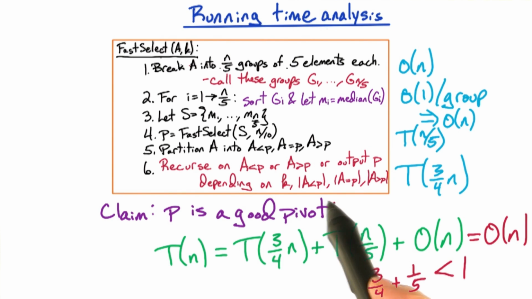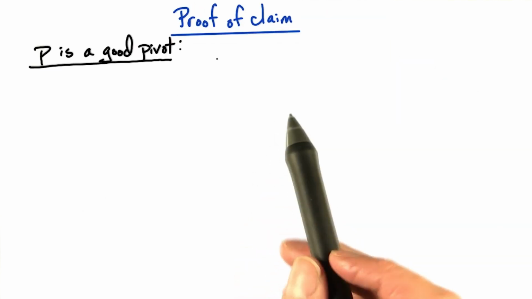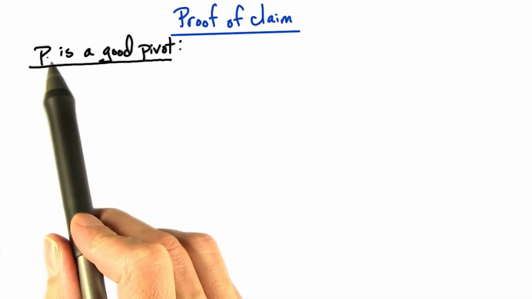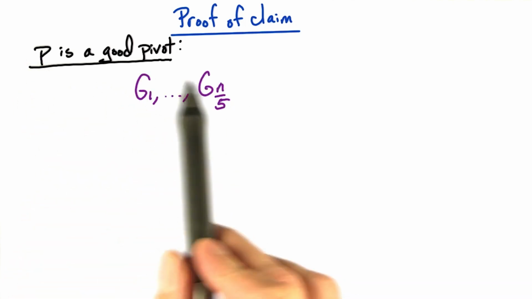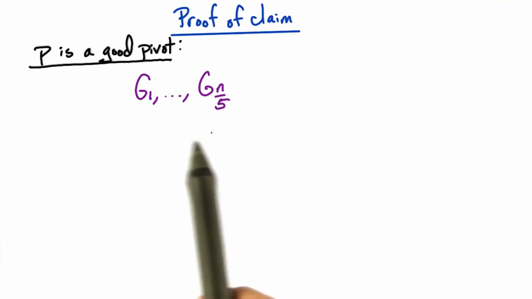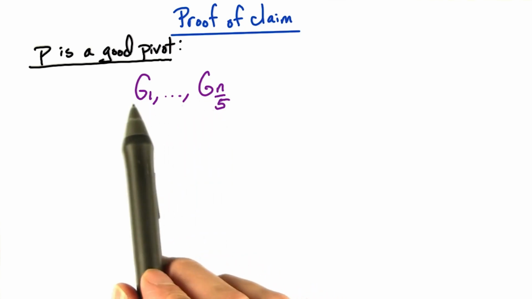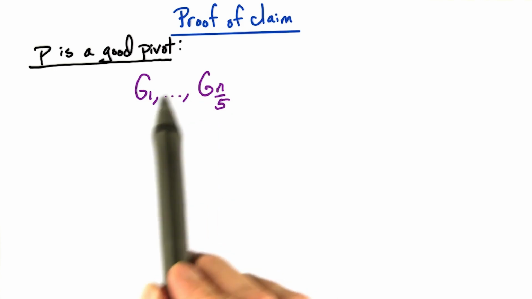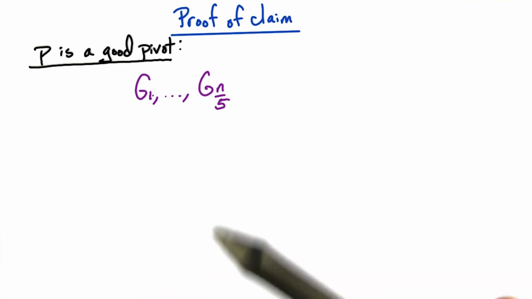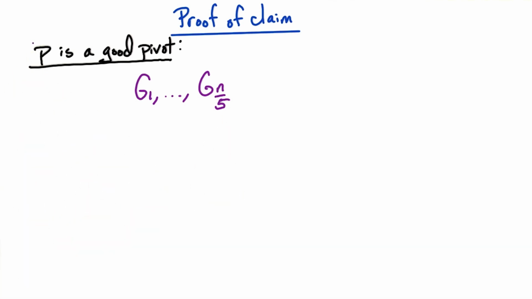Now it remains to prove this claim, that P is a good pivot. Once we prove that P is a good pivot, we're all done with our algorithm. So we want to prove this claim that this P that we chose in our algorithm is a good pivot. How do we find this P? Well, we took these groups, G1 through G n over 5, each with 5 elements each, and we took the median of each of these groups, and then we took the median of those medians. So we took these n over 5 medians of these groups, and then we recursively ran our algorithm to find the median of that subset of size n over 5, and that was our P.